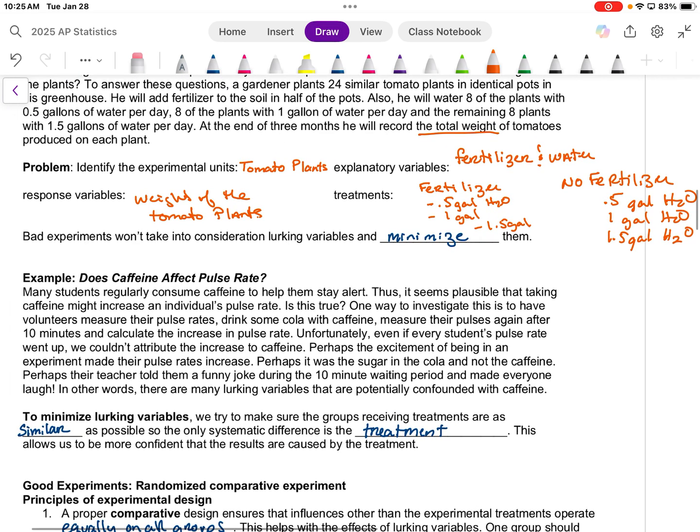Bad experiments won't take into consideration lurking variables and minimize them. Okay, so as you create an experiment, there's a lot of thought process involved on how we can eliminate lurking variables that way, or minimize it so it doesn't have that great of an impact on our study of what we found for our experiment, where we're trying to do some cause and effect relationship.